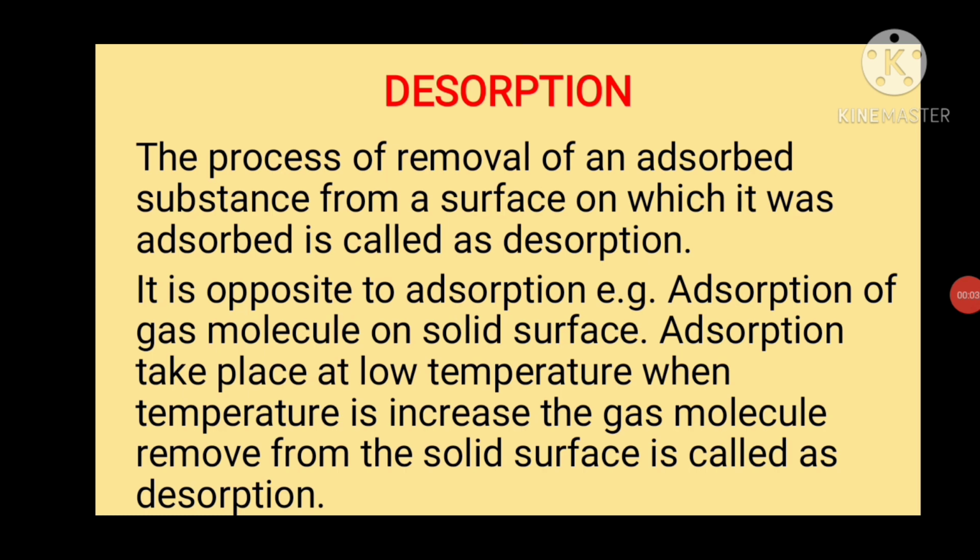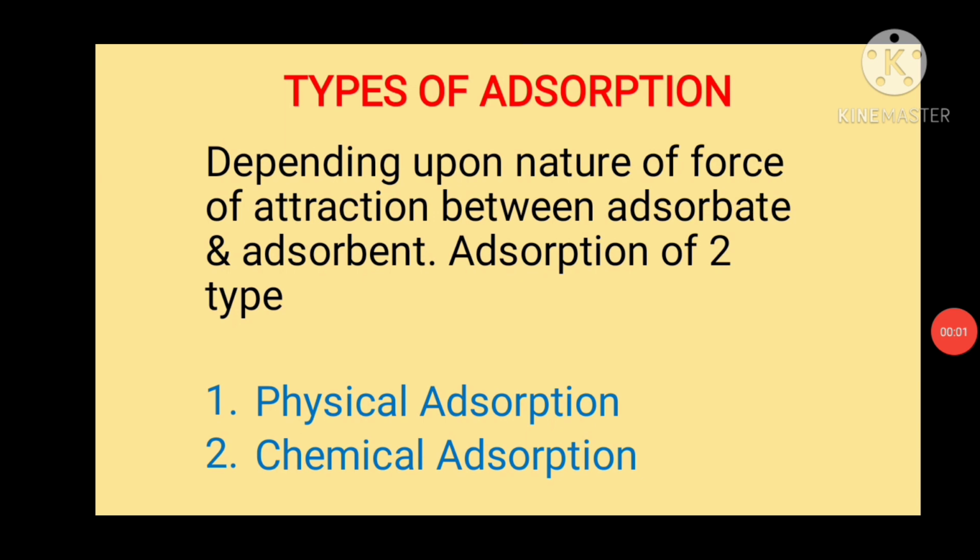Other point, desorption. The process of removal of an adsorbed substance from a surface on which it was adsorbed is called desorption. It is opposite to adsorption. For example, adsorption of gas molecules on a solid surface. Adsorption takes place at low temperature. When temperature is increased, the gas molecules removed from the solid surface is called desorption. Types of adsorption depending upon nature of force of attraction between adsorbate and adsorbent. Adsorption is of two types: one physical adsorption, second chemical adsorption.